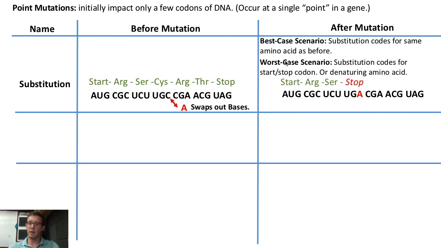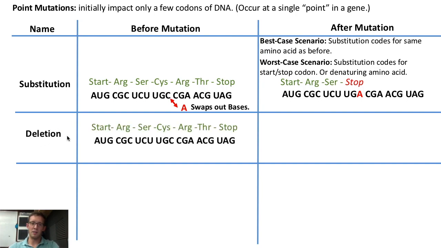However, in the worst case scenario, which is something more like what we have here, this substitution codes for a new start or a stop codon, causing the protein to begin or end early, or it codes for a different amino acid that denatures the shape of the protein.